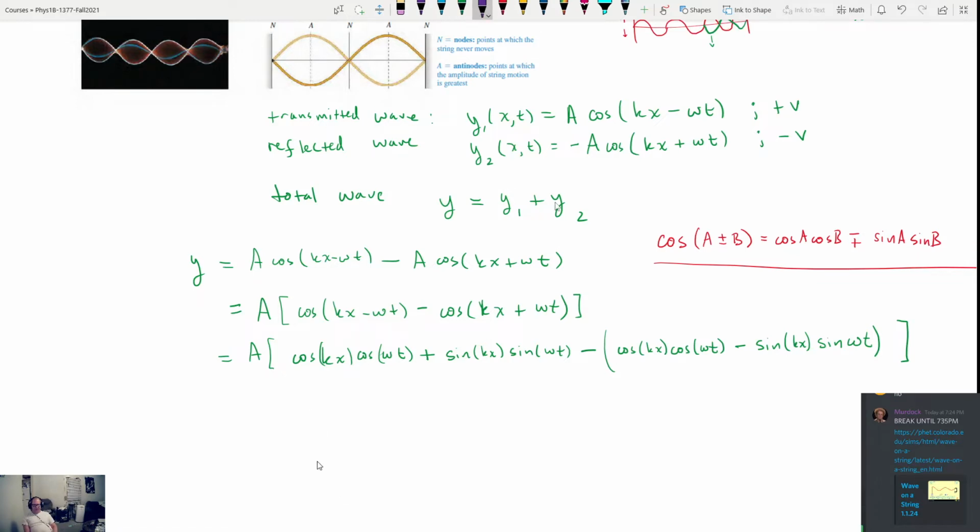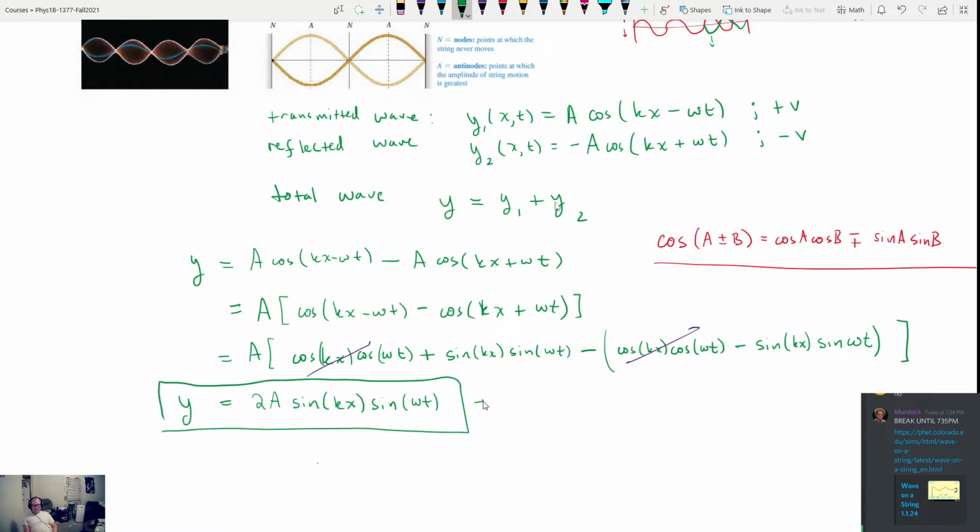Now, if we look carefully at what's happened here, I believe that this term, due to this minus sign, is going to cancel out with this term. And then we have sine of kx, sine of omega t, minus minus, the same thing. So when we add those together, what we get is 2a sine of kx multiplied by the sine of omega t. And this is going to be the equation for a standing wave. And we can prove, using this equation, where the nodes will occur.